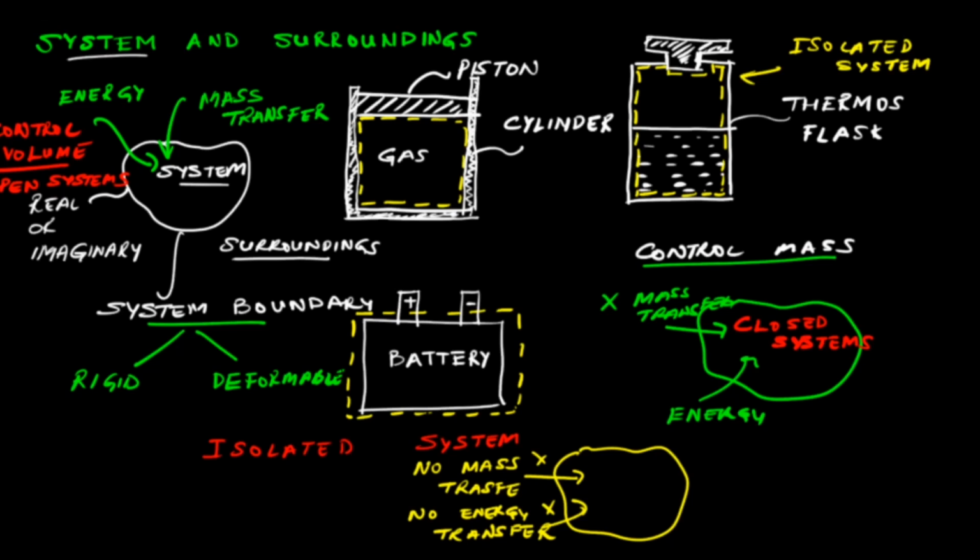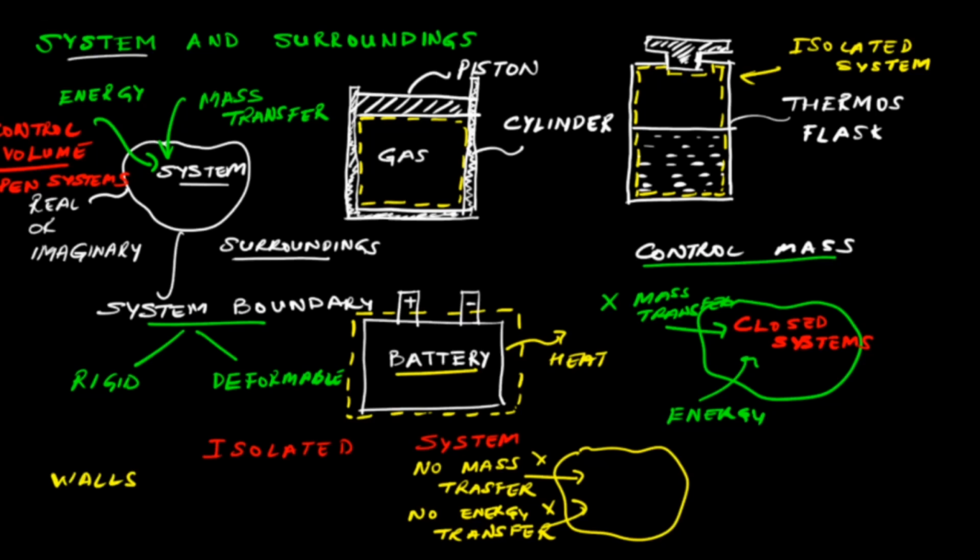And if you look at the example of this battery, then it might transfer heat to the surroundings. So even though there's no mass transfer across the system boundaries, there is transfer of energy, and that's why this is not isolated. So another definition that you need is walls.